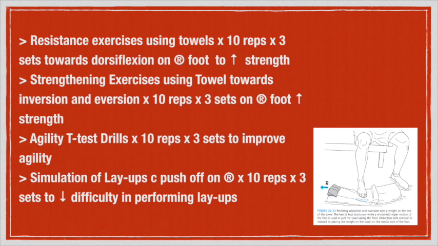Resistance exercises using towels times 10 reps times 3 sets towards dorsiflexion on right foot to increase strength. Strengthening exercise using towels towards inversion and eversion times 10 reps times 3 sets on right foot to increase strength. Agility T-test drills times 10 reps times 3 sets to improve agility. And simulation of layups with push-off on right times 10 reps times 3 sets to decrease difficulty in performing layups.